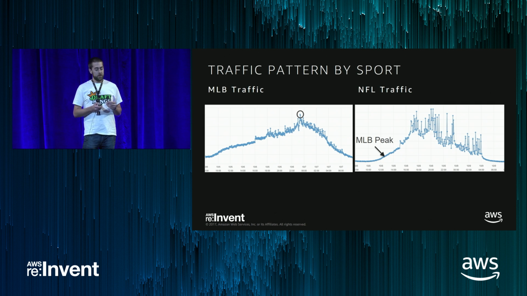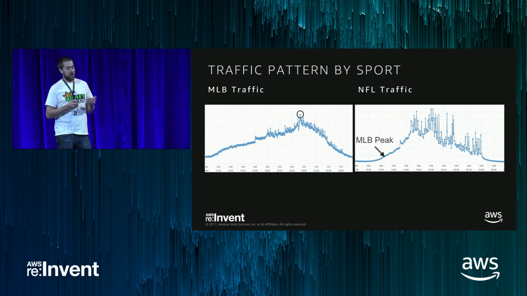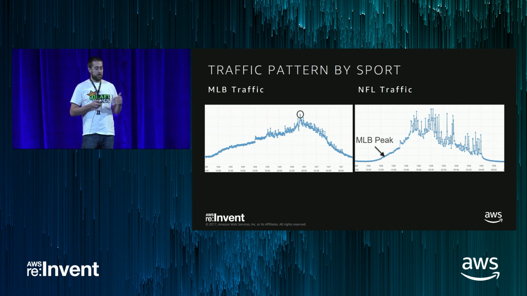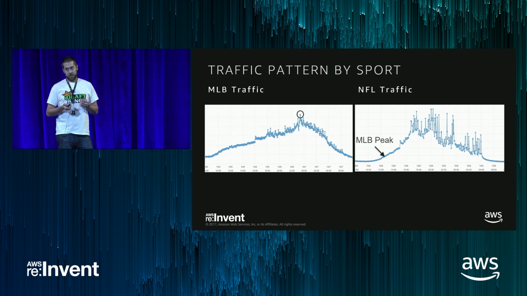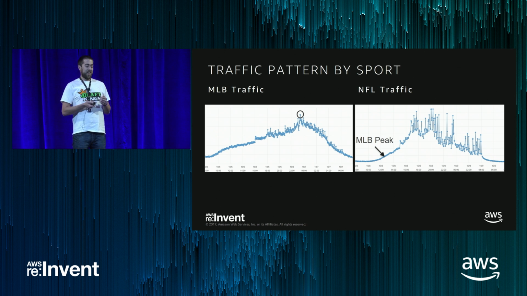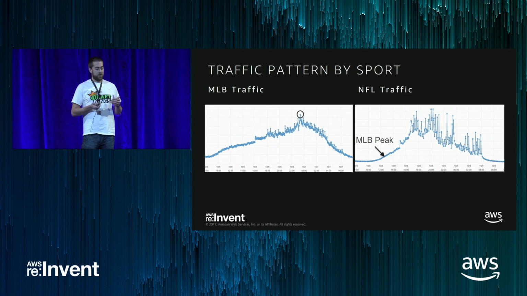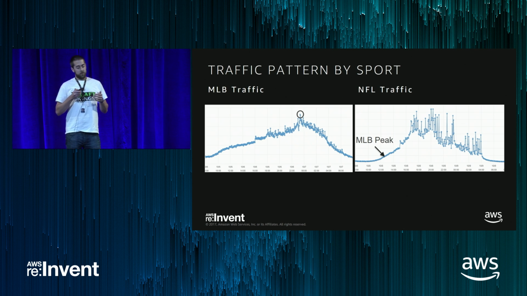This chart here showcases that our scaling approach has to also support different types of traffic patterns. On the left, you can see a traffic pattern for our site when baseball contests are going, and you can see on the right the traffic pattern for our website when football contests are going. As you can see, the scale between NFL or football and baseball contests is much different in both the volume and spikes that occur. So our scaling approach has to be able to handle both situations.